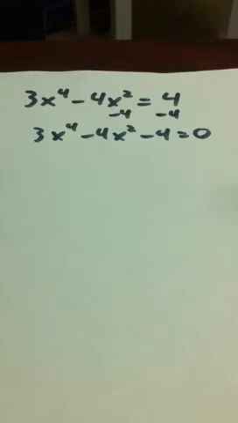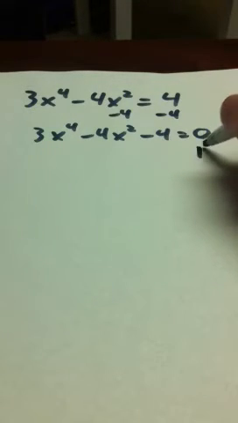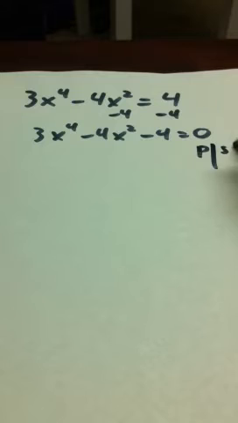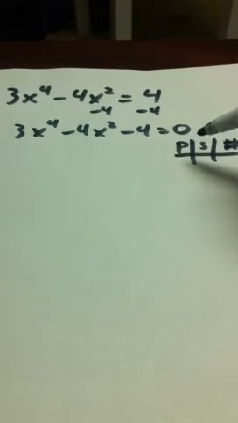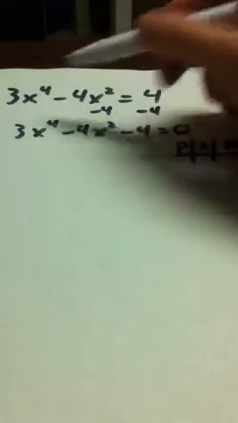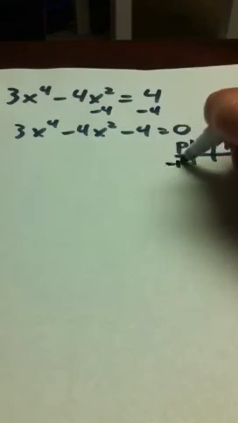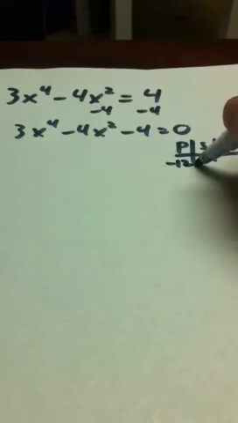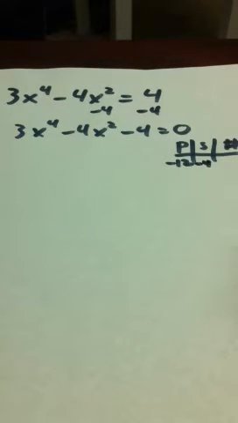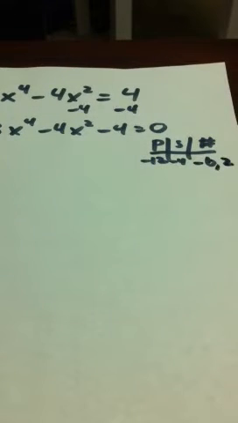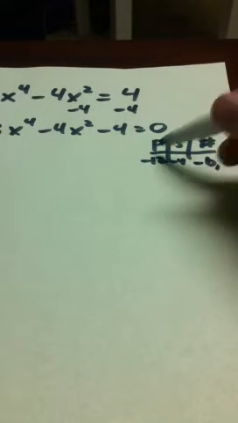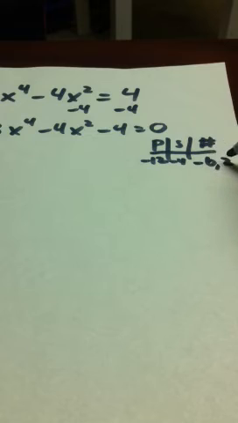But I've got this leading coefficient of 3, so this is going to be a little bit tougher. So I'm going to go back to the old methods that we did, which is product, sum, and numbers. Product comes from a times c, so 3 times negative 4 is negative 12. Sum is my b value, or negative 4. And so figuring out those two numbers, negative 6 and 2, pop up as solutions for me. Negative 6 times 2 is negative 12, and negative 6 plus 2 is negative 4.